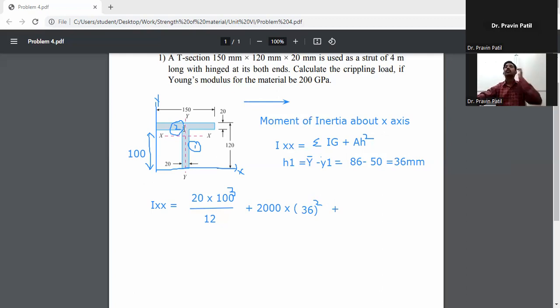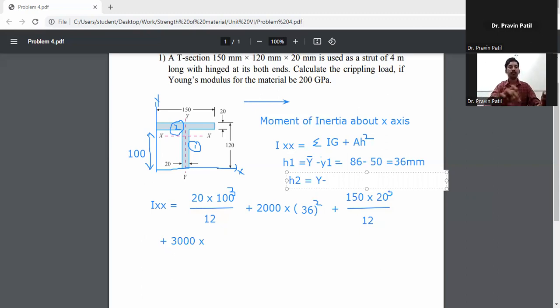Next it will be the second section: 150 into 20 cube divided by 12, plus the area of this flange, 150 into 20, which will be 3000, into h2 square, where h2 is equal to y bar minus y2.